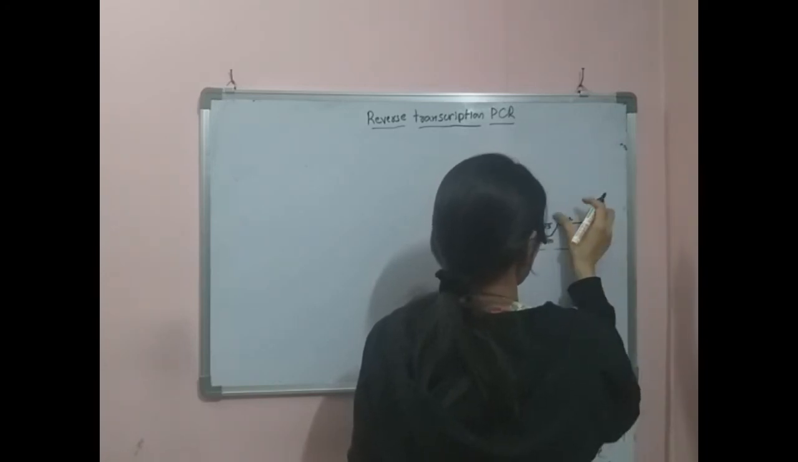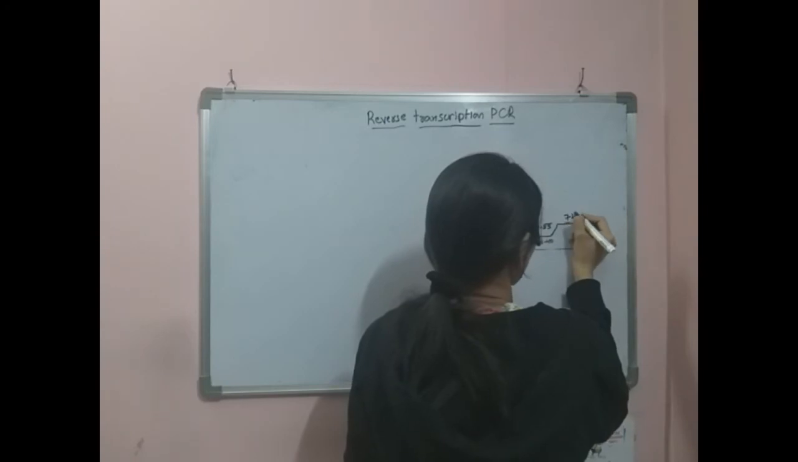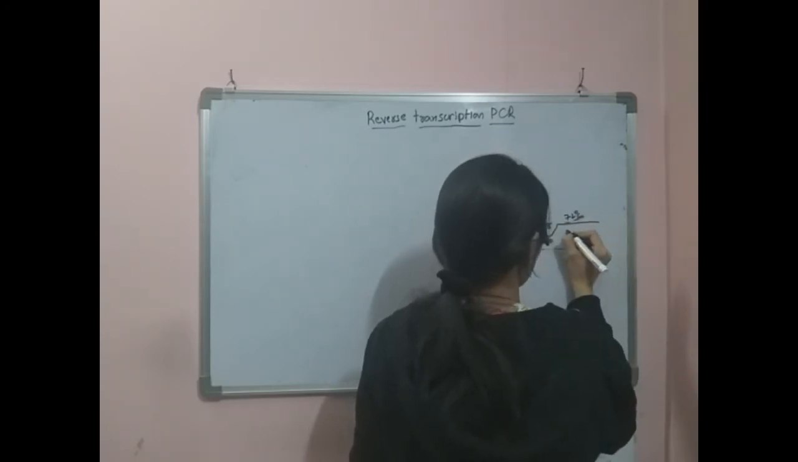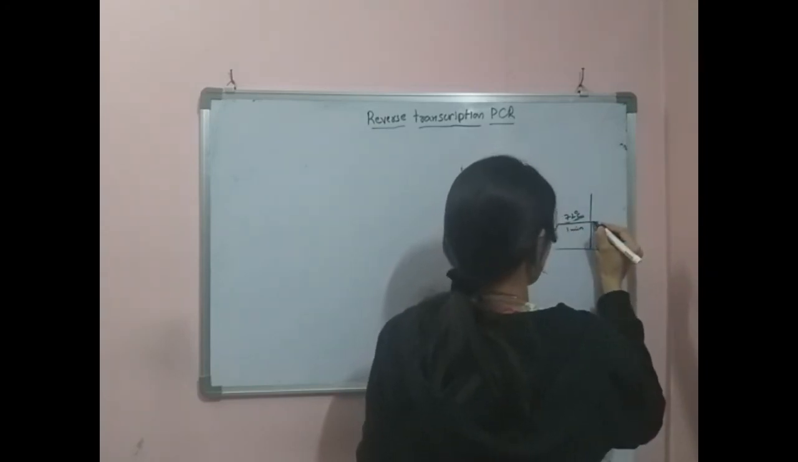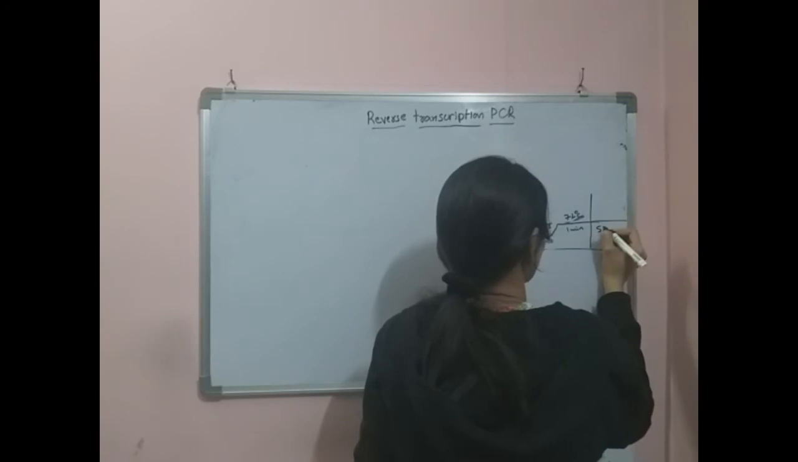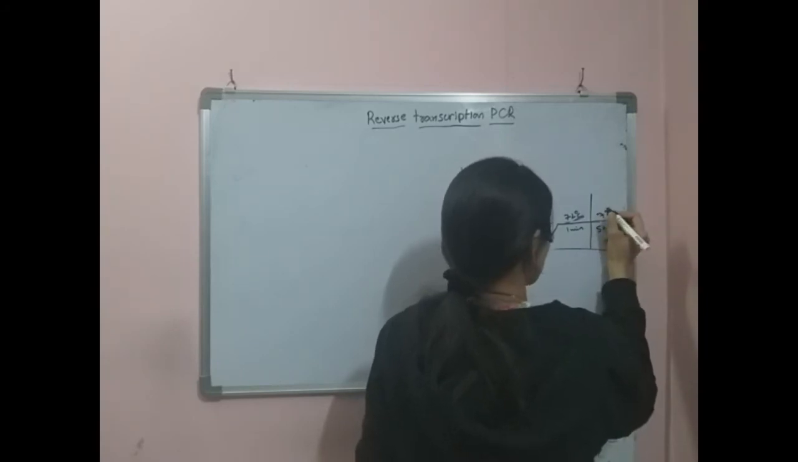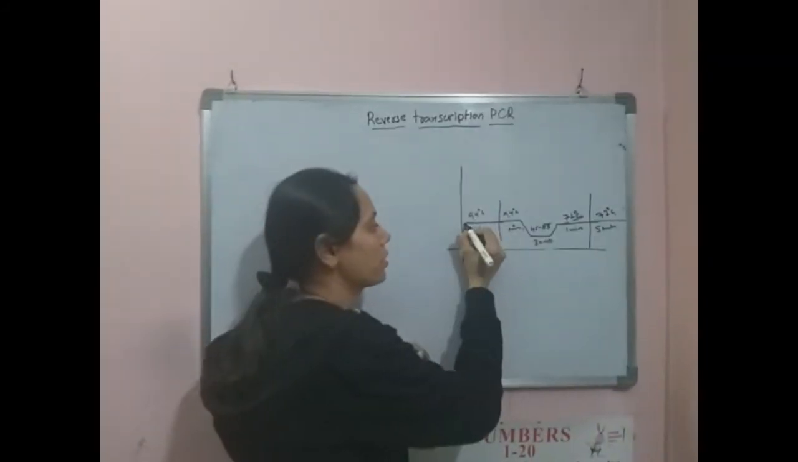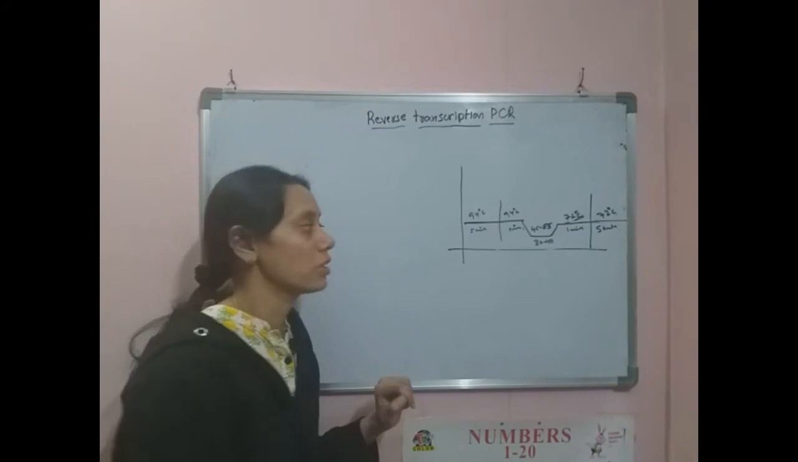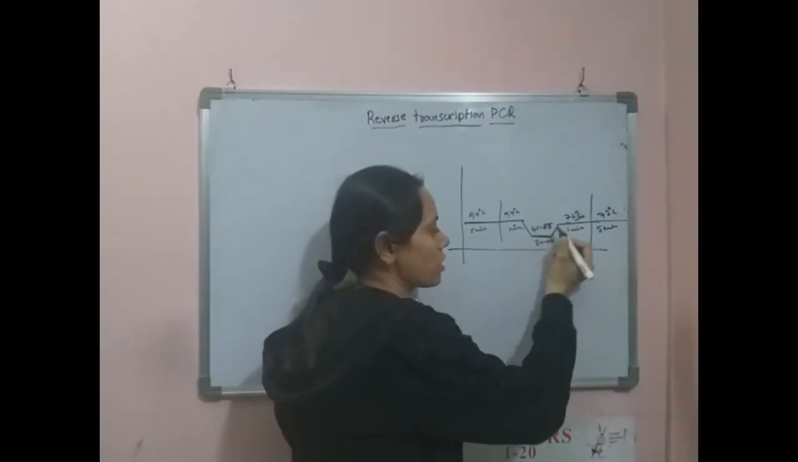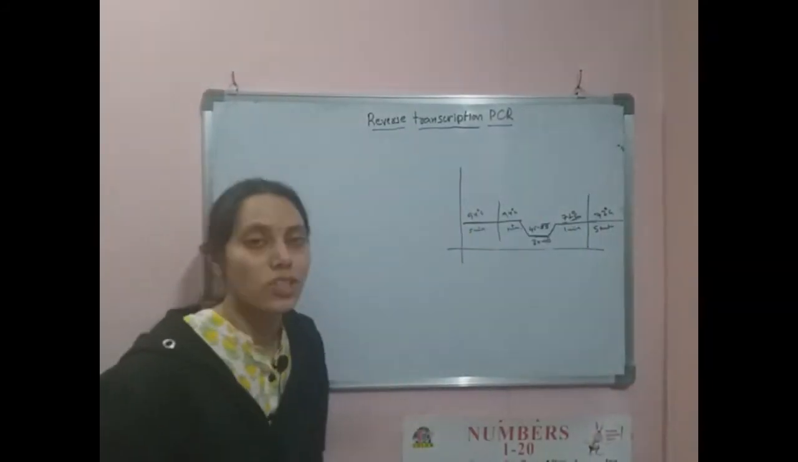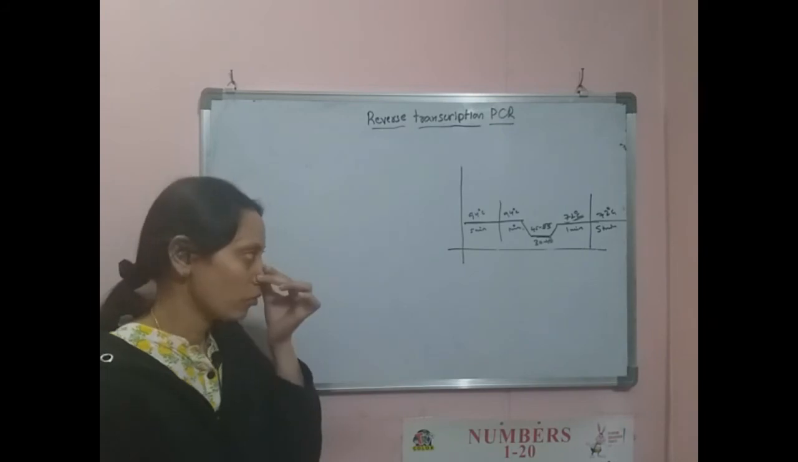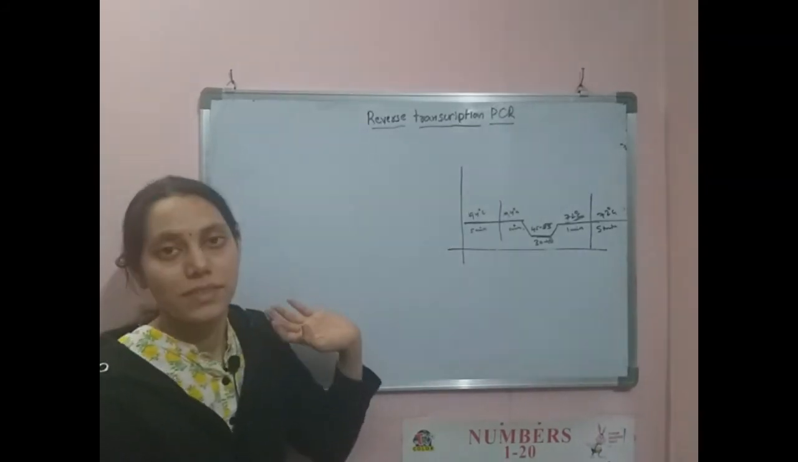extension, that is at 72 degrees centigrade for 1 minute, and later the final extension for 5 minutes generally, also at 72 degrees. So this is the conventional PCR, where high temperatures are used for the denaturation, moderate annealing temperatures, and again high temperatures for the extension of the DNA. So this is different from the reverse transcription reaction.